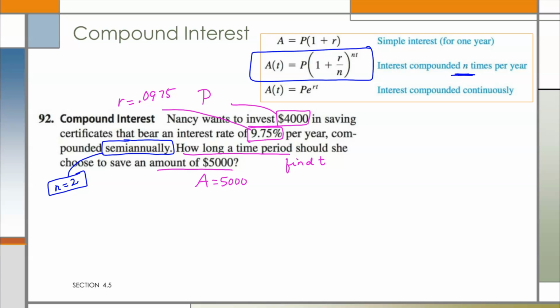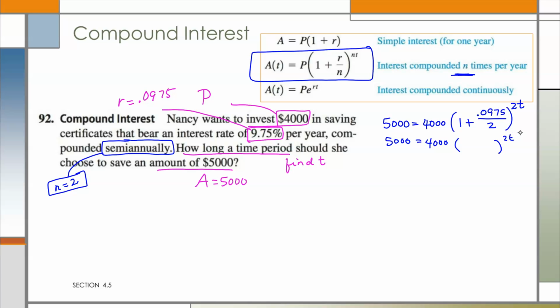Okay, so let's start plugging in some numbers. A is 5,000, so we have 5,000 equals. P is 4,000, so we'll plug that part in. Then we have 1 plus our interest rate, 0.0975, all over 2, since we compounded twice a year, raised to the 2, that's still n, and then t is what we're solving for. Okay, so what do we have? We have 5,000 is equal to 4,000 times this inside of the parentheses.